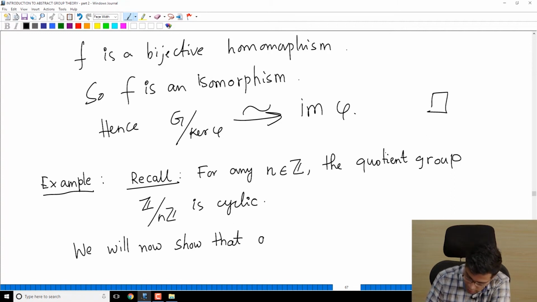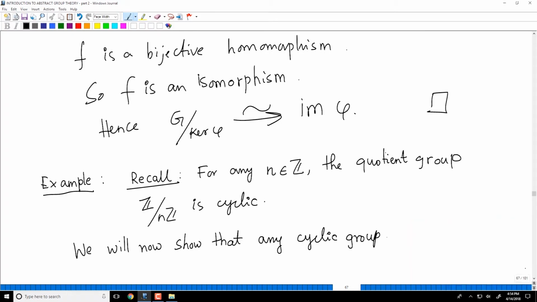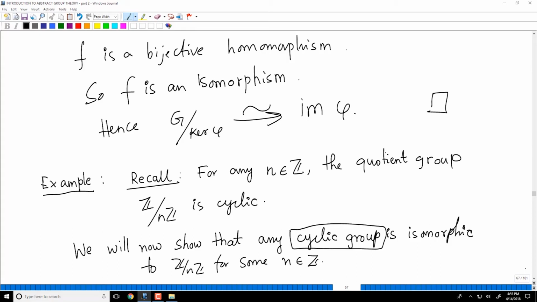We will now show that any cyclic group is isomorphic to Z mod nZ for some n. And this is a very remarkable statement, right? It's okay to say that Z mod nZ is cyclic. That is just a statement about subgroups of integers and quotient groups. Now we are saying that you take an arbitrary cyclic group. This cyclic group can be anything, nothing to do with Z to begin with. However, it is isomorphic to Z mod nZ for a suitable integer.